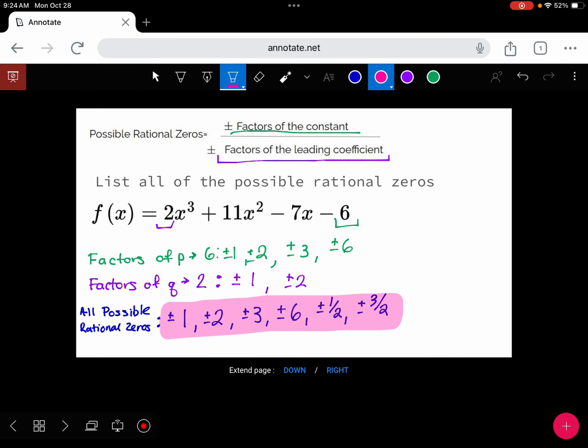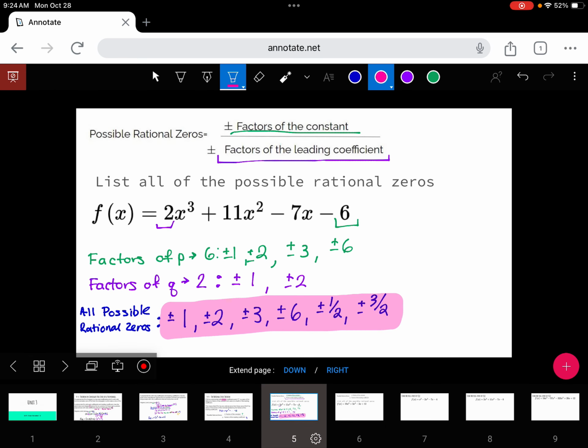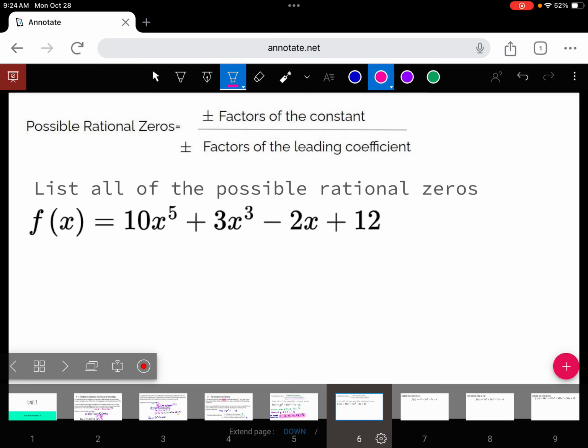Questions on this first one? Because we're going to do another one, very, very much like it. Okay. So here's our next one.